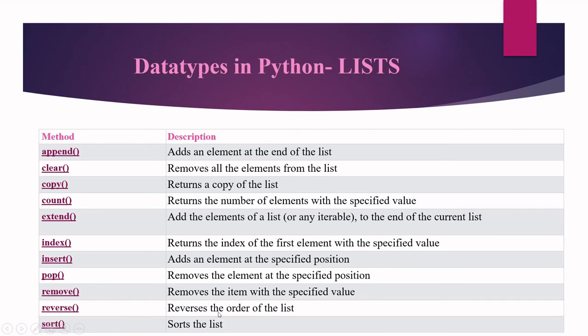Next we have reverse. Reverse is for reversing the order of the list. Or else, if you want to sort the elements in the list, we can use the sort method to sort the elements in the list.